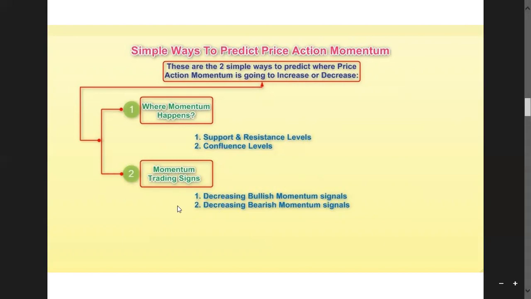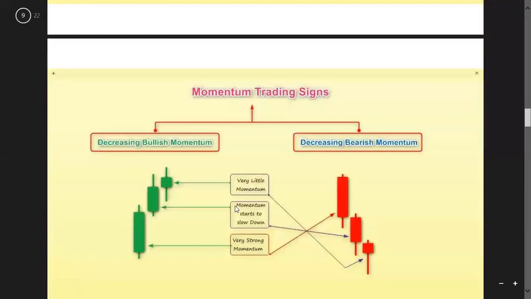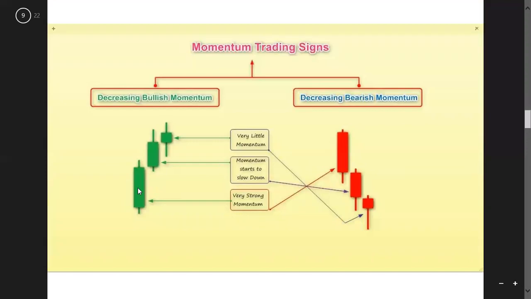And then the momentum trading sign. How can we understand that momentum is decreasing from the bulls and from the bears? It's very simple. Look at this picture. In the first candle, you see the candle body, the candle spread. Here we understand the VSA. VSA shows that the body is a spread. The first spread is bigger than the second spread. The second spread is getting weak compared to the first, and the third spread is also getting weak.